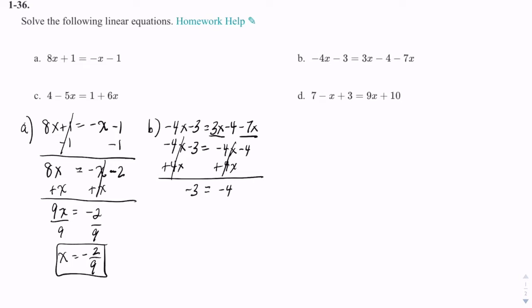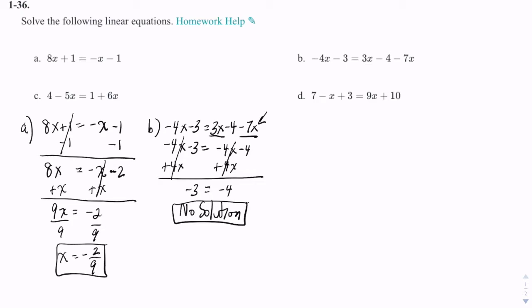And when the variables disappear and you're left with something like this, you have to ask yourself, when would negative 3 equal negative 4? And the answer to that would be never. So there is no solution. And what no solution means is that in the original equation up here, there's no value you can put in for x that's going to make that equation true.